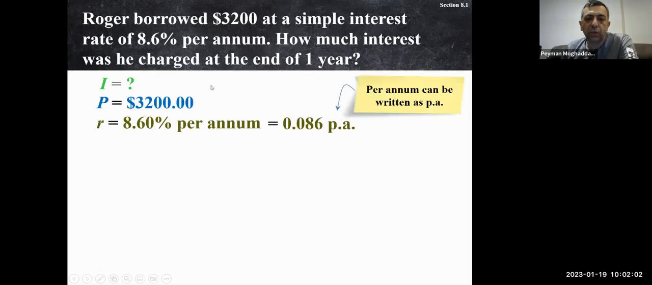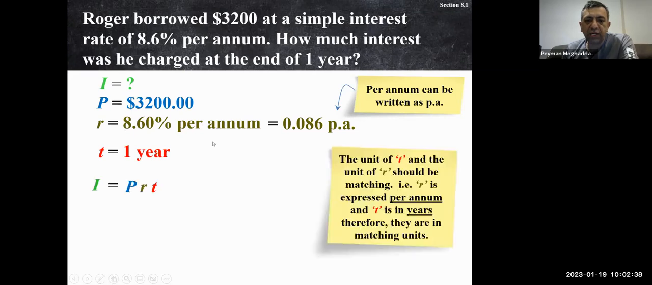As I said, the principal is 3,200. R is 8.6% per annum, and you have to get rid of the percentage sign in front of it, so it's going to be 0.086. We discussed how we do that before. If you divide this number by 100, it means you shift the decimal point 2 places to the left. So 1, 2, which gives 0.086. When you don't have any number there, you have to put 0.